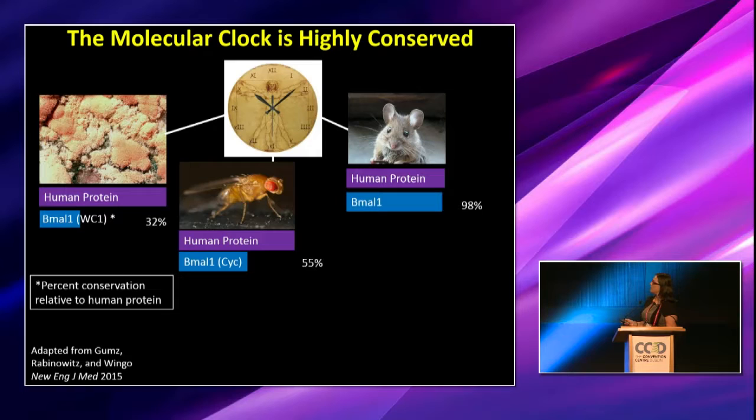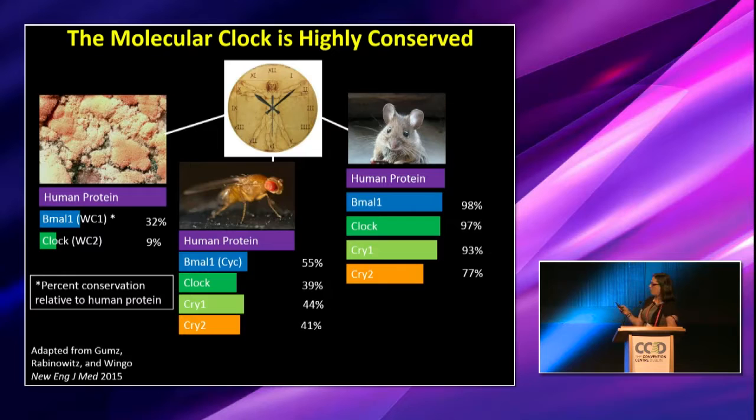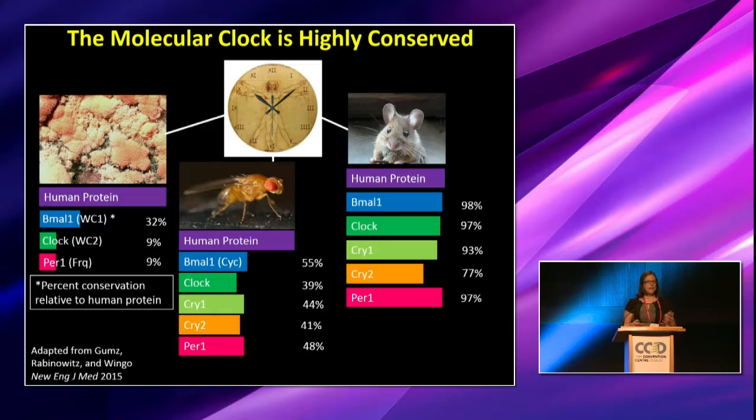The BMAL protein, which in bread mold has its ortholog WC1, has 32% conservation to the human protein. And again, a higher level in Drosophila and a very high level of conservation in mouse. This is true for CLOCK and its orthologs, for the Cryptochrome proteins as well in the higher organisms, and also the Period proteins. So I think, again, this illustrates just how important this is as a fundamental homeostatic mechanism.